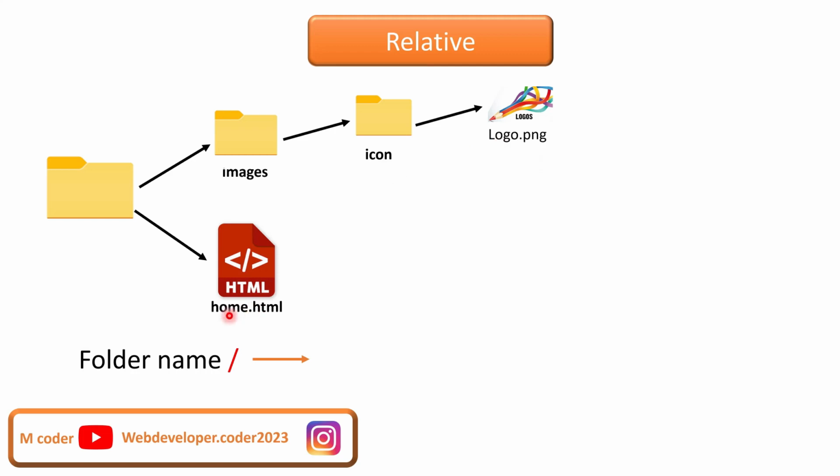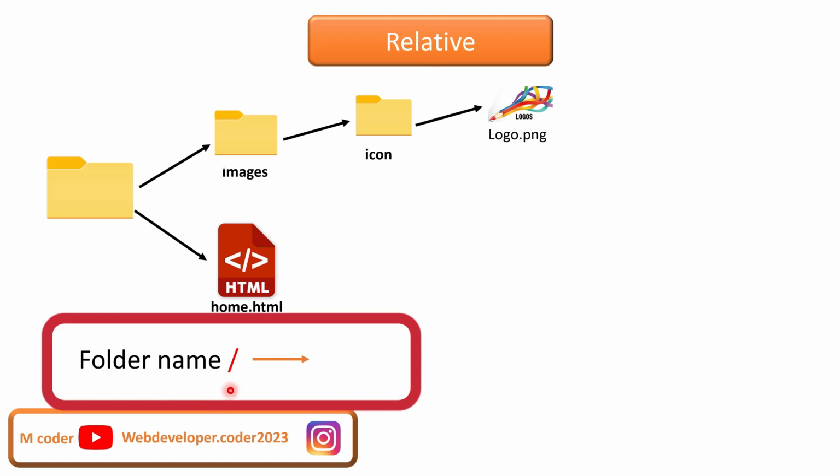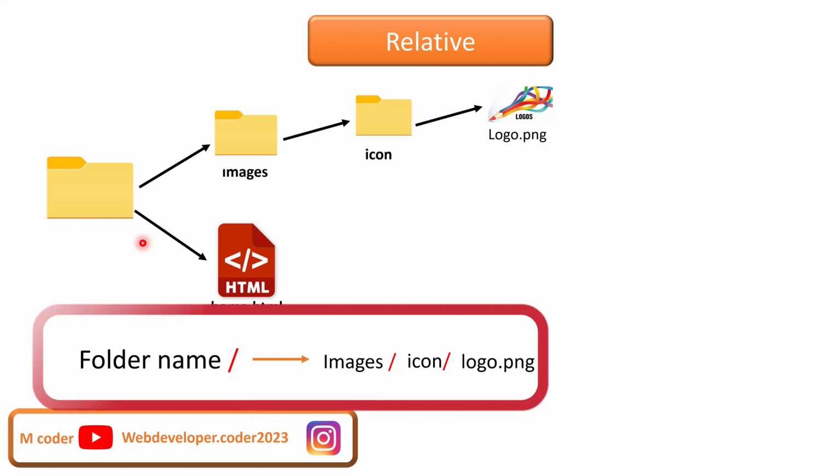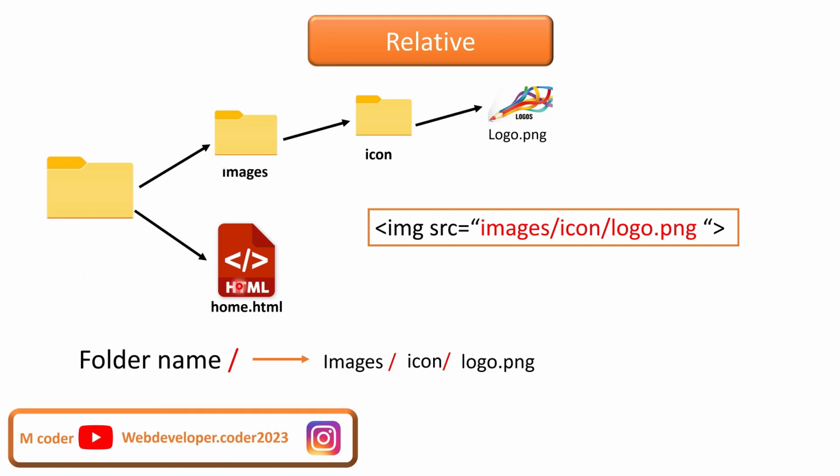We are now in home.html. I said that relative addressing is related to the folders. So first we need to enter the images folder. We write the name of the folder and the slash sign. Now we enter the images folder and then we need to enter the icon folder. So we write icon and slash again, and the name of the image along with its extension. We write it as follows. Go to the images folder, then go to the icon folder, and then select the logo file.